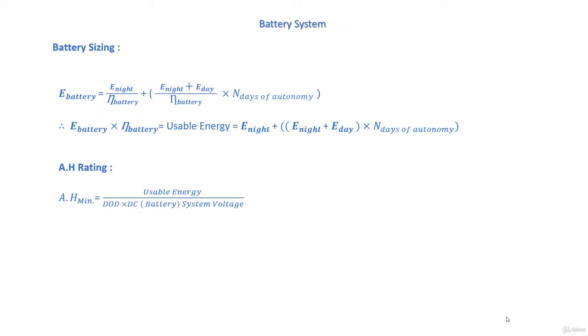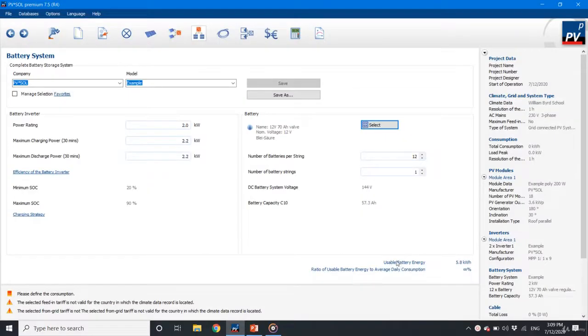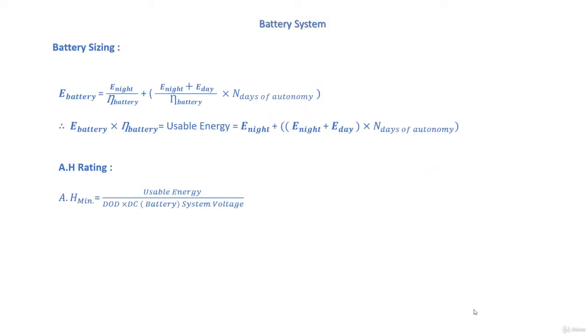The days of autonomy is the days when the batteries have to supply the load alone, or all the day's load, as the array or the modules may go under maintenance or modification. So the batteries have to supply all of the load and not the night load only. Then, you have to decide the days of autonomy or just set it to 0. PV*SOL gives you E-battery multiplied by the efficiency, known as usable battery energy.